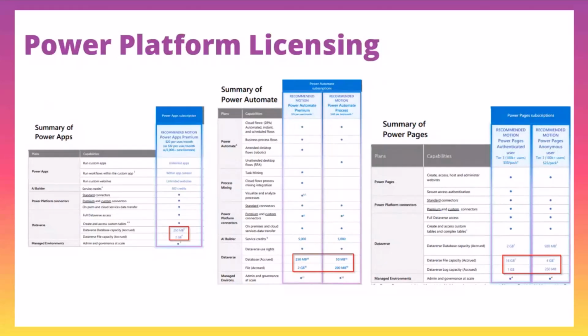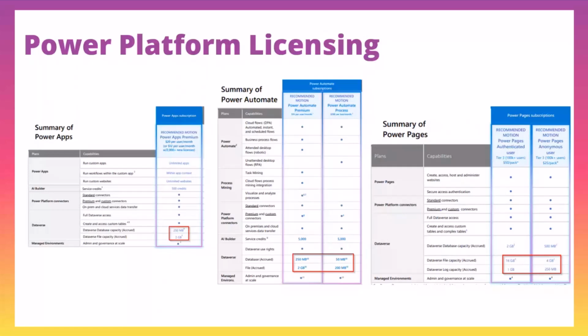Licenses come with capacity. Now, it depends on the license you've got. If we talk about full Dataverse, we have file capacity, which attachments are stored in. We have database capacity, where our records are. And we have log capacity for audit capabilities. Dataverse for Teams does not have the audit capabilities within it.